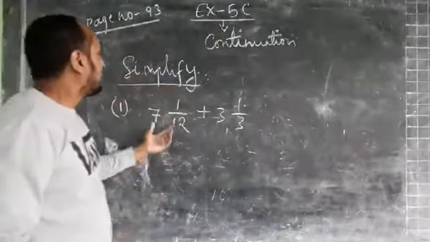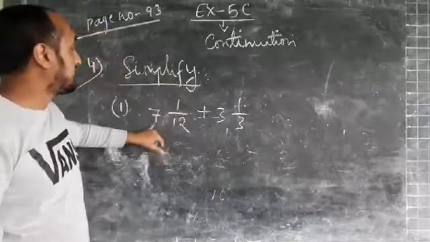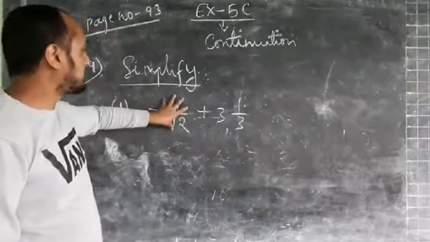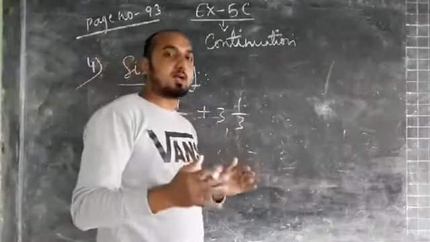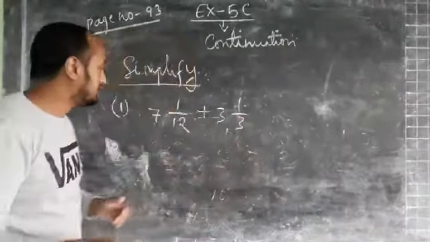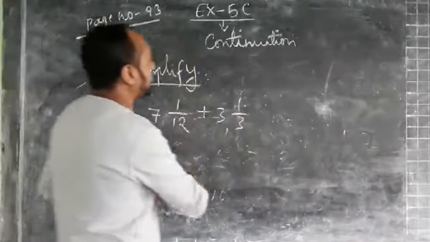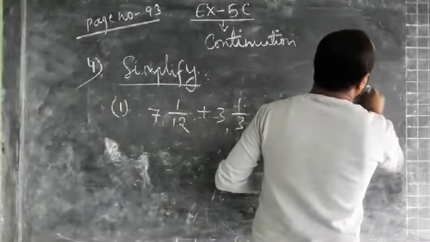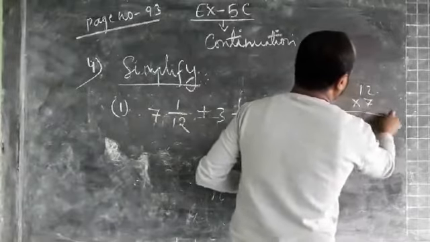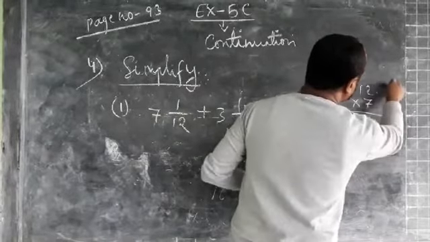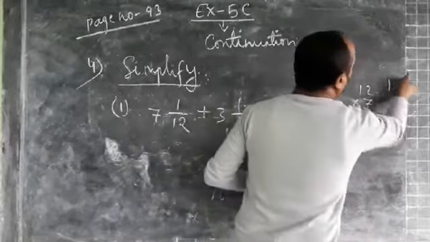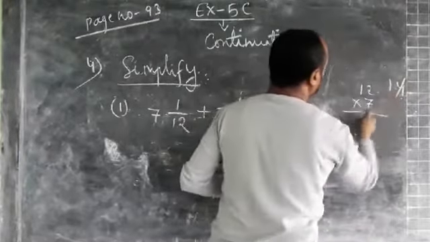So here the numbers are given as a mixed fraction, so we have to make it into a simple fraction. Then we have to take the LCM. So here 12 into 7, we have to multiply that. 7 times 2 is 14, plus 14. 4 carry 1, 7 ones are 7, plus 1 is 8.